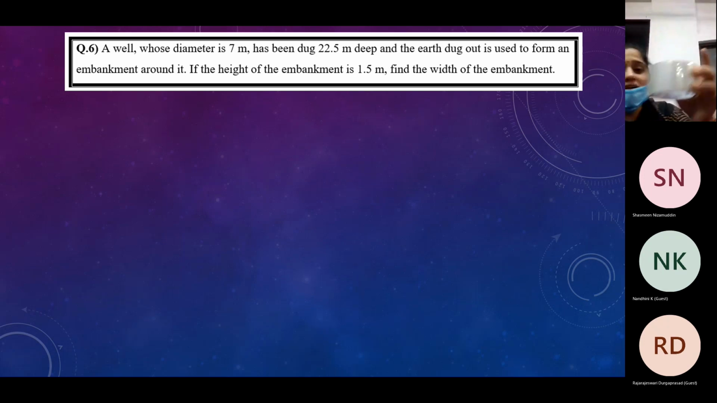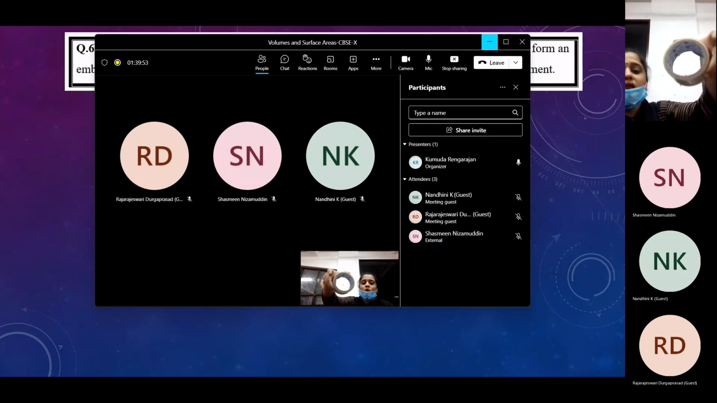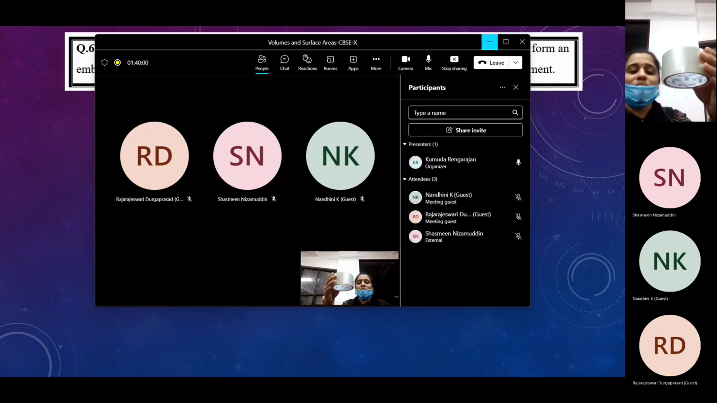So what is this? This is a cylindrical shell. See, the wall looks something like this. It's a cylindrical shell, the wall around the mouth of the well. The mouth of the well is circular and the wall is built something like this, which is a cylindrical shell. And how do you find the volume of a cylindrical shell?